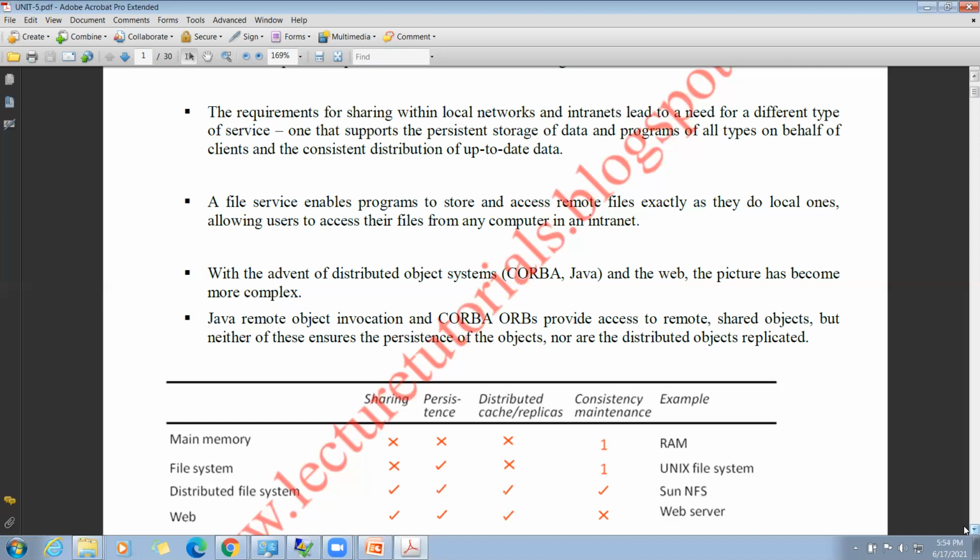Coming to the Java remote object invocation, CORBA and ORBs provide access to remote shared objects, but neither of these ensures the persistence of the objects.